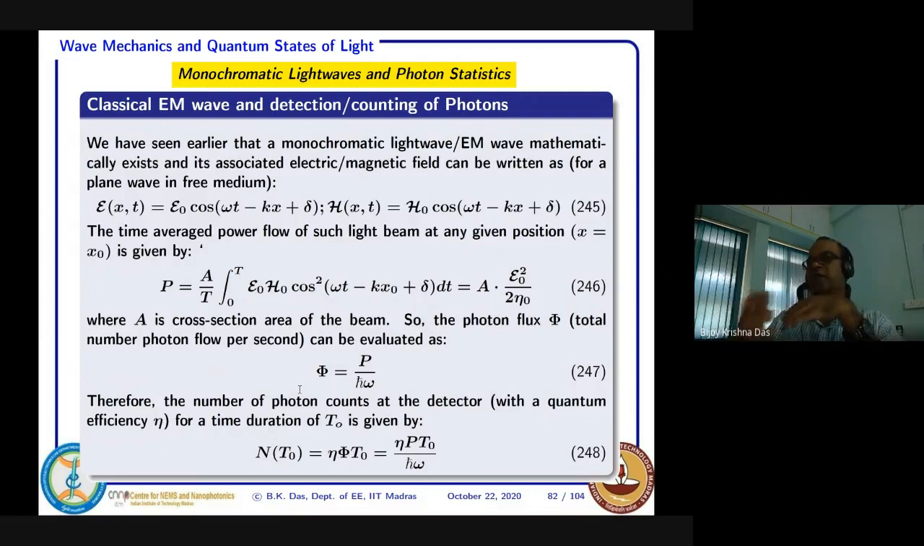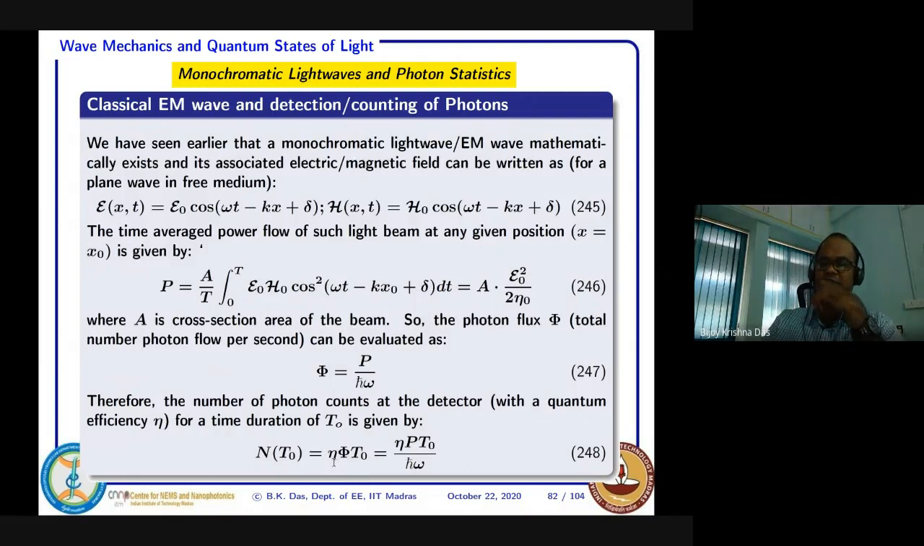Once it is generated, suppose it registers the electron-hole pair generation, it counts that. After that, there is 100% surety in the measurement. So we can say that the number of photon counts at the detector in a time duration t naught is given by the flux, which is known, and the quantum efficiency eta, which I know. That is eta phi and t naught, because the flux is per unit time. Now I am registering for t naught length of time, right? So we can write this.